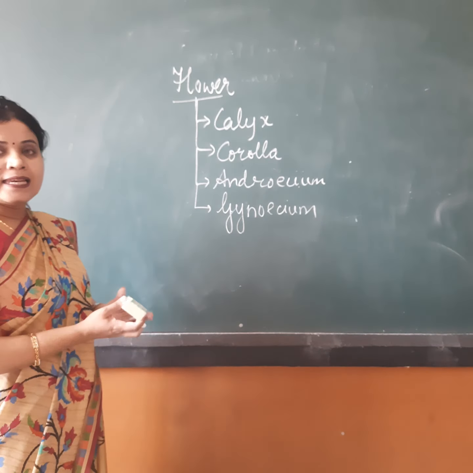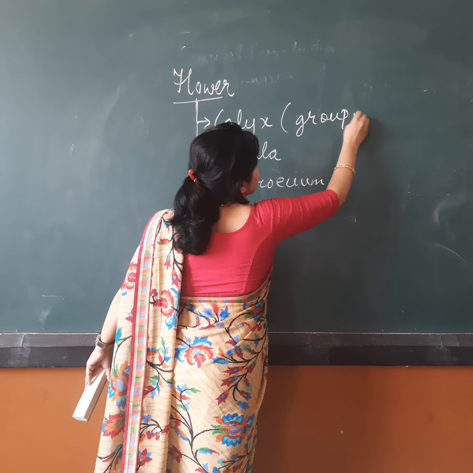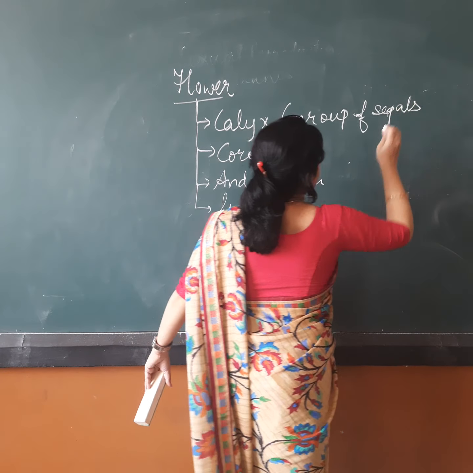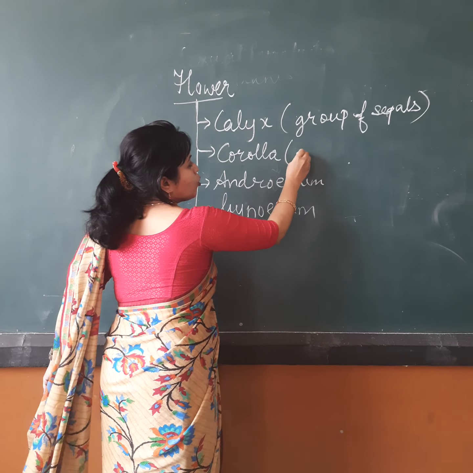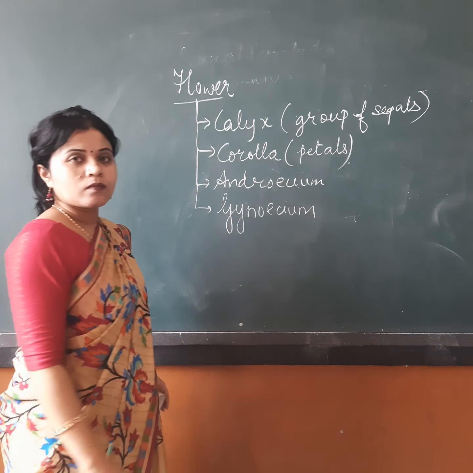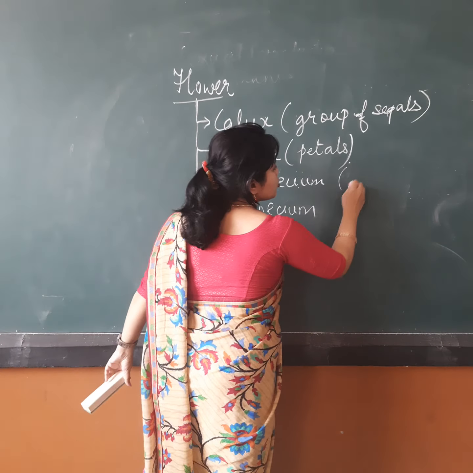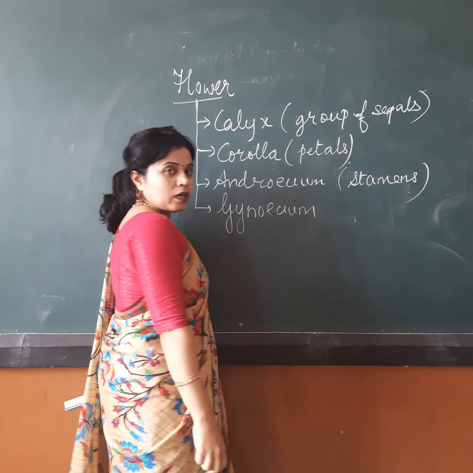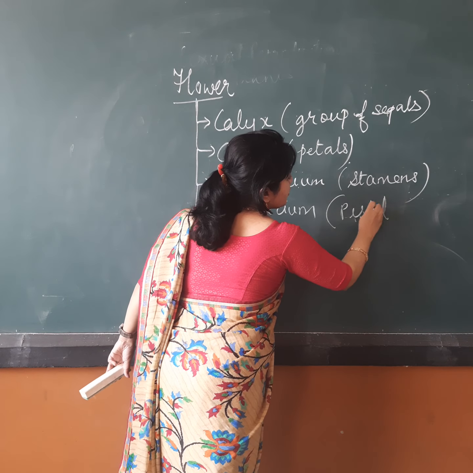Now, calyx is actually a group of sepals. Okay, and corolla is a group of petals. Androecium can be also called as stamens and gynecium can be called as pistil.